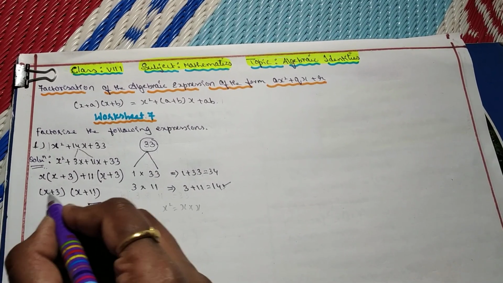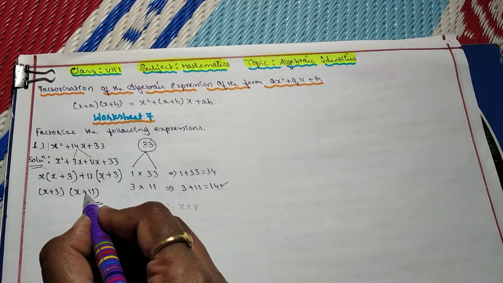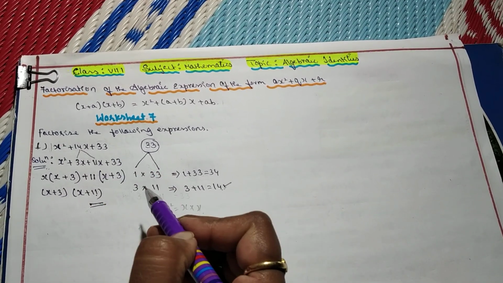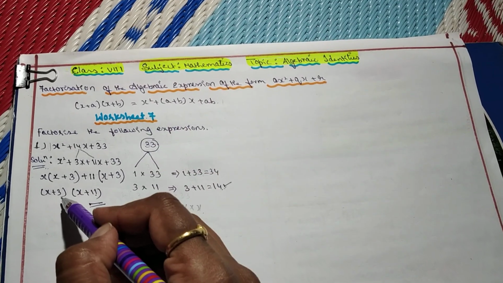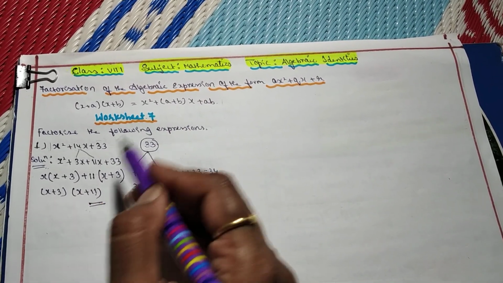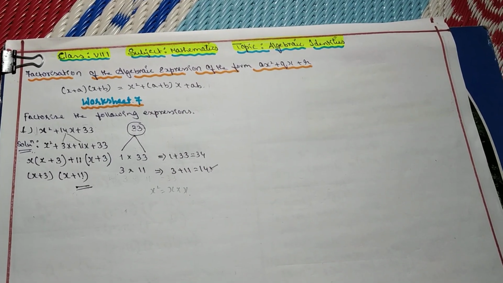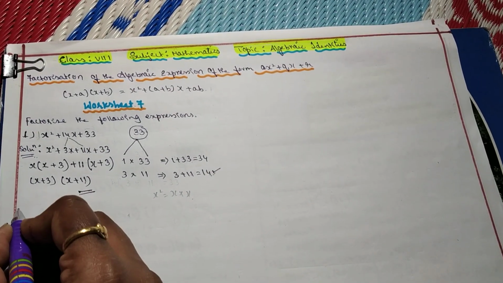So these are the two factors, that is (x + 3)(x + 11) = x² + 14x + 33. If you want, you can multiply these two factors, children. You will get the answer in this form, that is x² + 14x + 33. Now let us move to the second question.